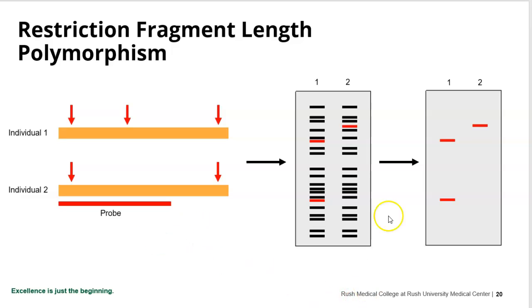So when we separate them based on weight, this is a larger fragment, so it doesn't migrate as far. Or excuse me, from the top to bottom, it migrates. It doesn't migrate as far because it's going this way. But these 2 fragments migrate further, and then we add our probe, and we can see 2 fragments from individual 1, but only 1 fragment from individual 2.